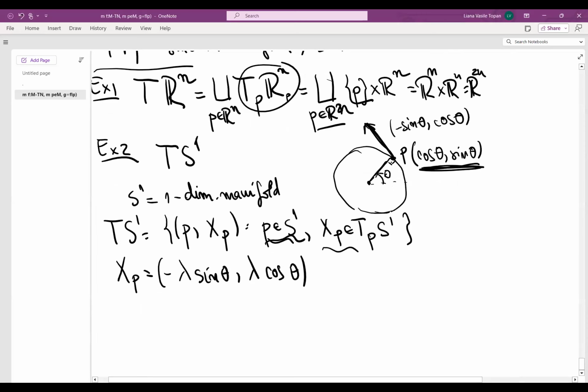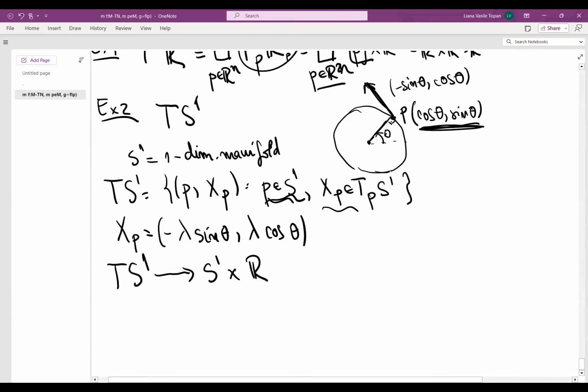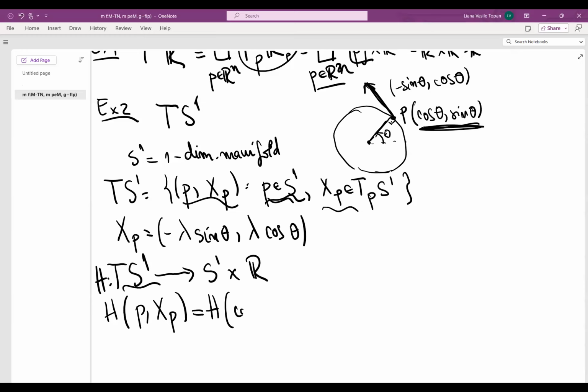So now we can identify the tangent bundle to the circle S1 with the circle times R through the following map. I'm going to call it H, for instance. I'm taking a point in the tangent bundle, P, XP. So this point is in fact what? H of P, XP. Well, P is the point cosine of theta, sine of theta, right? And then XP is minus lambda sine of theta and lambda cosine of theta, right?